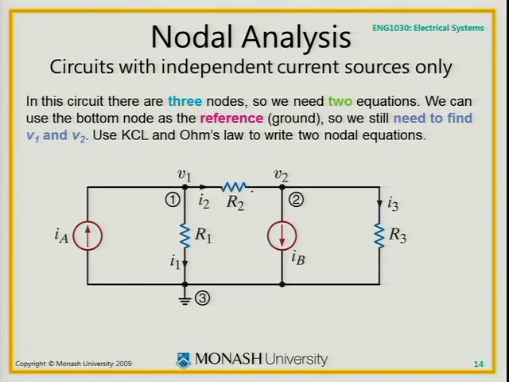So the most straightforward circuits to use are ones with current sources. Because we're doing Kirchhoff's current law, current sources are easy, right? You're summing currents at nodes. If you've just got independent current sources, it's the most straightforward application of nodal analysis. In this circuit there are 3 nodes. We need 2 equations. We can use the bottom node as the reference. We still need to find V1 and V2.